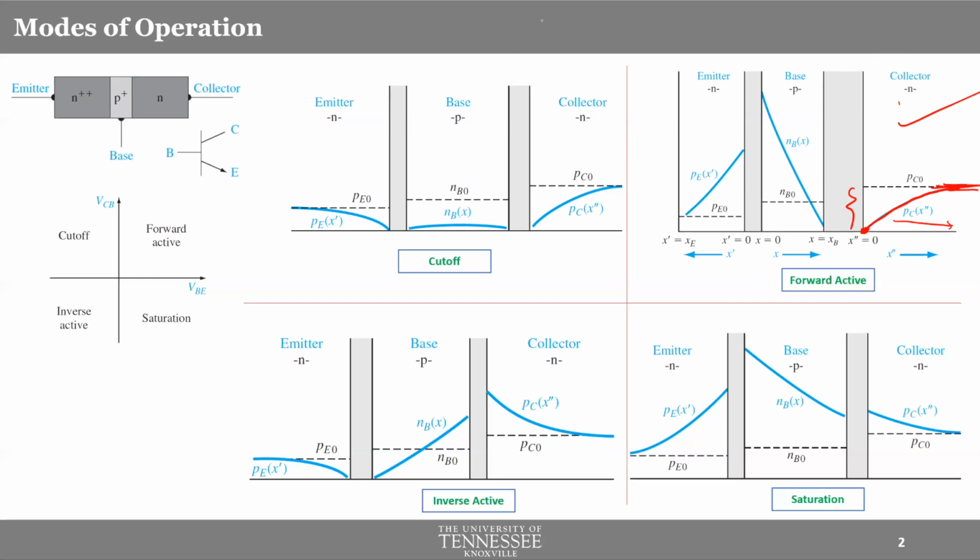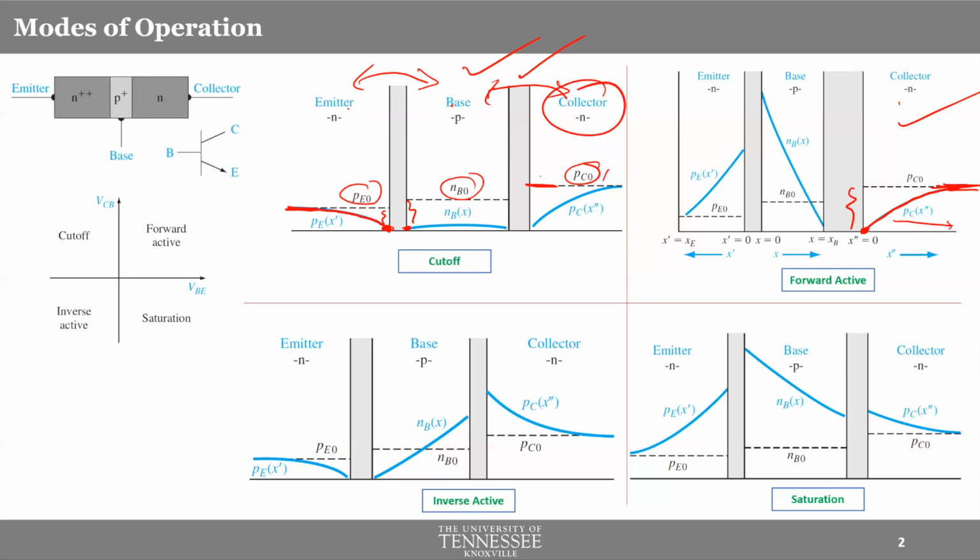Now, let's look at the cutoff mode. That's again easier, right? These are thermal equilibrium levels, and with respect to these levels, we will be drawing the non-equilibrium concentration. So we have both of these junctions, emitter base and base collector, reverse biased. So when the emitter base junction is reverse biased, the concentration here and here will be less than what you had in the thermal equilibrium level, and they will gradually try to be equal to the thermal equilibrium concentration. Let's look at the collector end again.